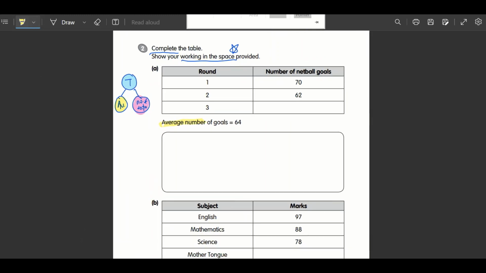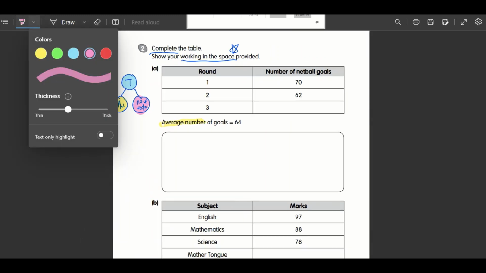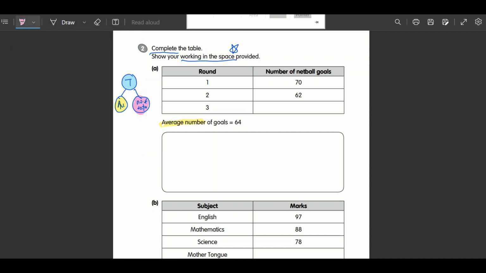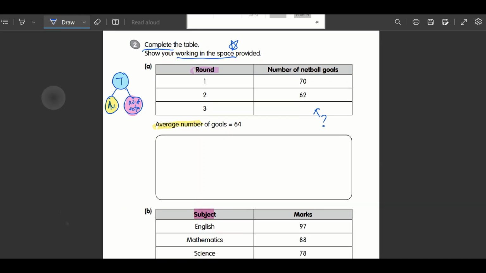Then I have here rounds, and then they have the subject. So in pink, that's the number of data. In this case, you have 3 rounds, and the number of netball goals scored for each round. And here we have a missing identity. With this, we are going to work through the two ways.